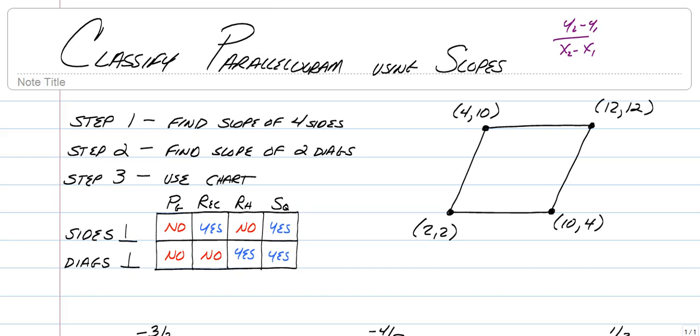Step 1 is to find the slope of all 4 sides. If this is a parallelogram, we have to remember opposite sides need to be parallel, meaning they have the same slope. So for the top, it would be 12 minus 10, which is 2, over 12 minus 4, which is 8. That's going to reduce to 1/4. For this side over here, 12 minus 4 is 8, over 12 minus 10, which is 2. That would reduce to 4. And same thing, this is going to be a slope of 1/4, and this over here is going to end up being a slope of 4 as well.